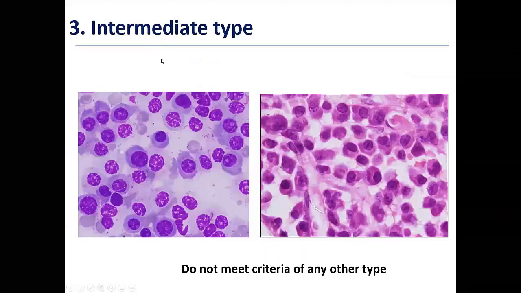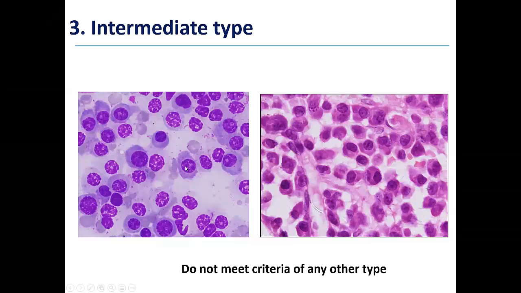Then we have the intermediate type, that is in between mature plasma cell and immature plasma cell. Here there are no nucleoli. Chromatin is slightly more open as compared to a plasma cell, less open as compared to immature. Here you don't find nucleoli, but the cells are slightly larger and chromocenters are seen. So this is the intermediate type of myeloma.